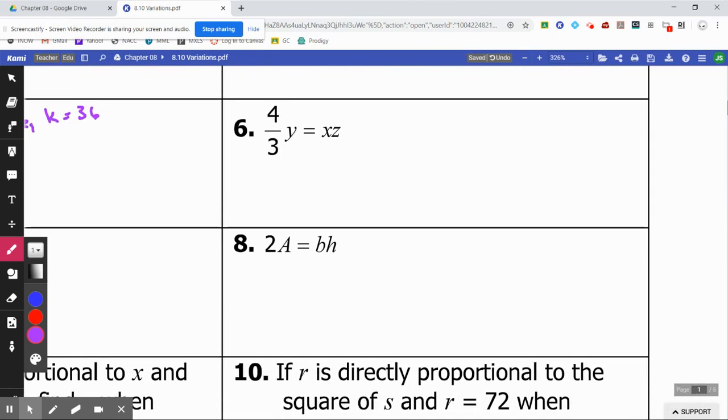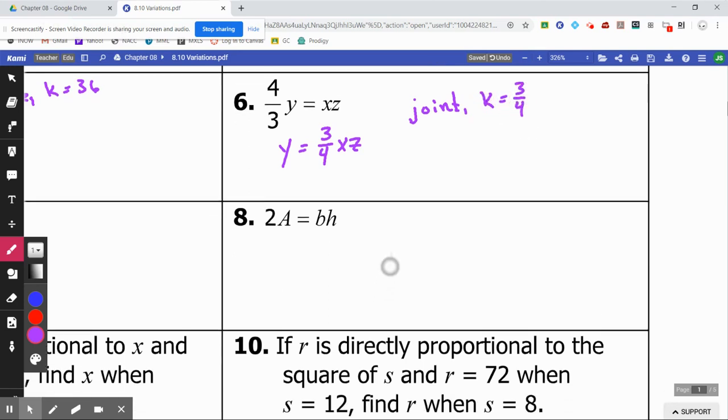Next, 4/3 y equals, so let's get rid of that 4/3 by moving it to the other side. To get rid of a fraction, we're going to multiply the other side by the reciprocal, so it'd be 3/4 xz. So you have three variables there, so that's a clear-cut joint variation. As you see the 3 variables, our constant of variation would be the 3/4.